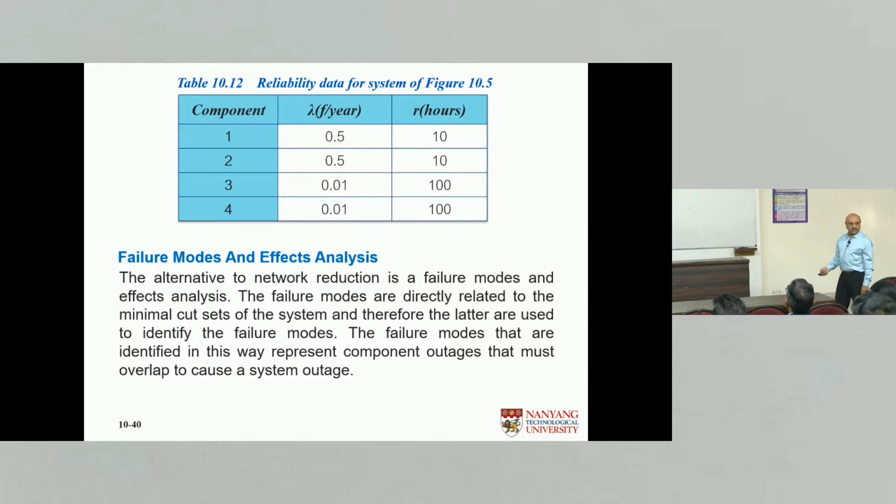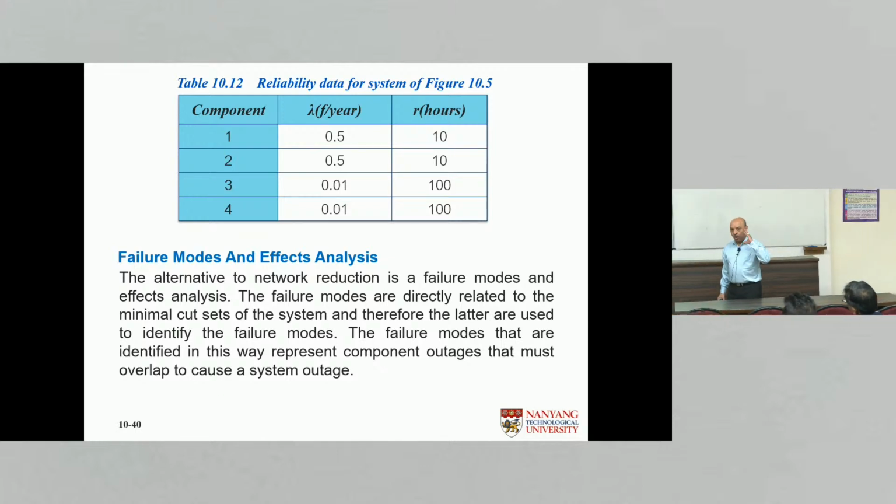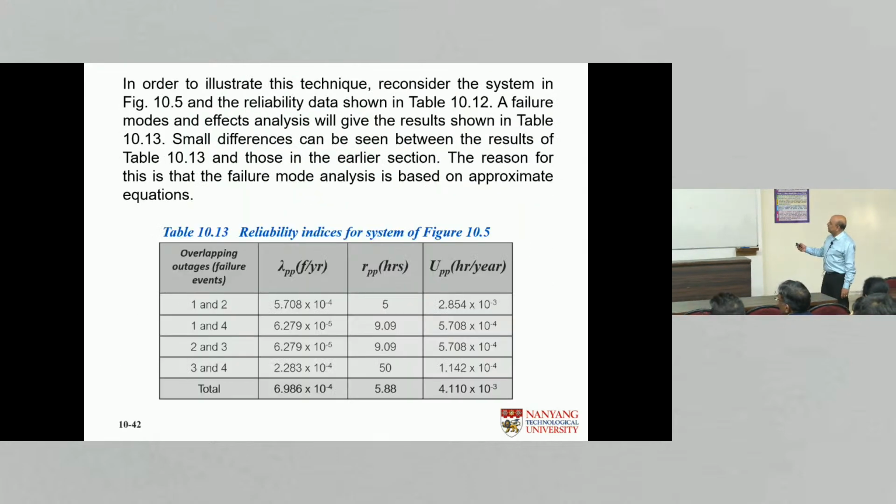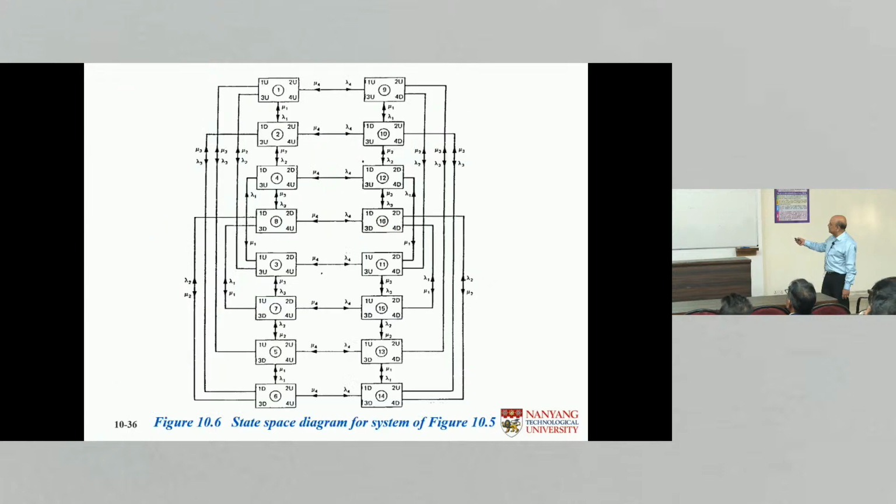So failure modes and effects analysis. Do you remember the minimal cut set technique? What does the minimal cut set technique say? That the elements of a cut set, all of them must fail in order for the system to fail. And the system can fail if any cut set fails, right? So the cut sets are in series. The elements of the cut set are in parallel. I hope that you still remember. A test is coming up very soon, right? So that's what we are going to use. So we go back to that system and we see what are the overlapping failures. Yeah. What are the ways in which the system can fail? Minimal cut sets. Let's go back to that circuit.